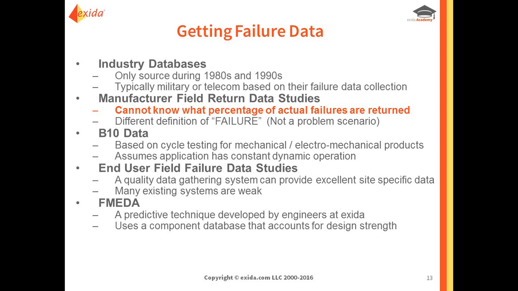If it is used that much, then there's something wrong with your system, because you don't want something to fail in a dangerous manner. Usually the products are dealt with when a bad situation occurs, and that's when the safety function plays a part. So manufacturer returns and B10 data aren't really the best sources of information. We feel the one with the most potential is the end user field failure data. Why? Because that product is out in the real world, quote unquote, and you get the real data. However, the existing systems to collect this data are pretty weak from what we've seen.